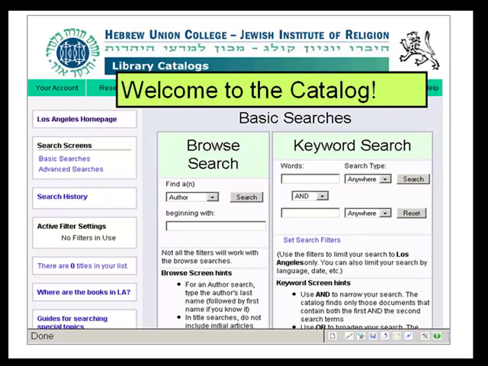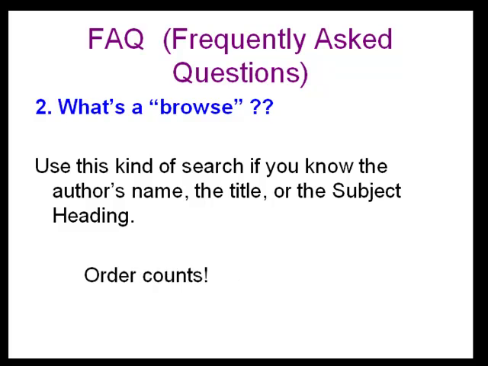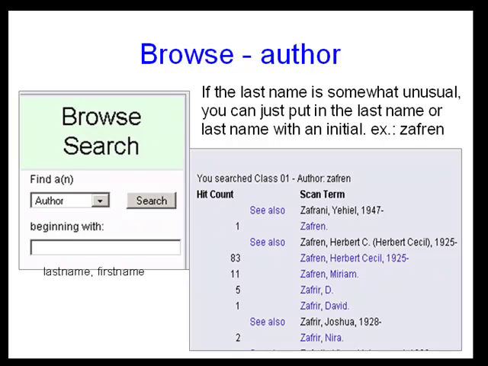So welcome to the catalog. You can see we have a browse and keyword search. So what's a browse? You use this search if you know the author's name, the title, or the subject heading. In this search, the order counts. On an author search, you would always put the last name first. The first name is optional.